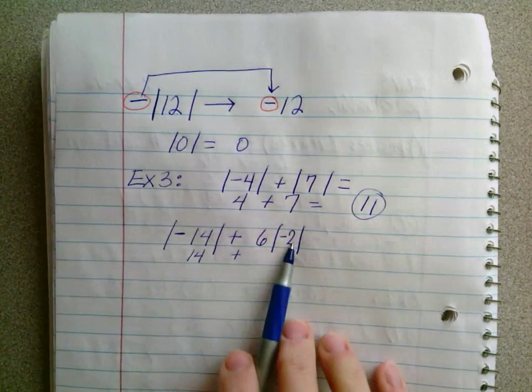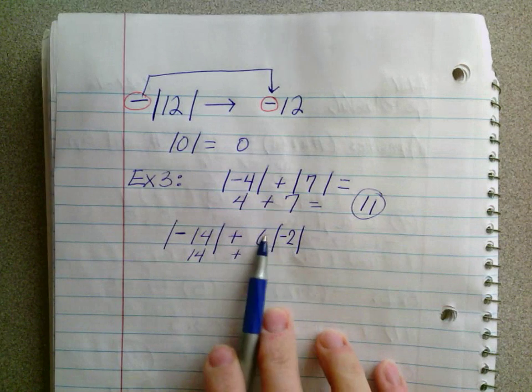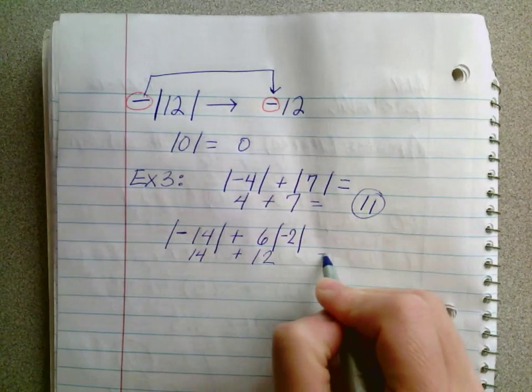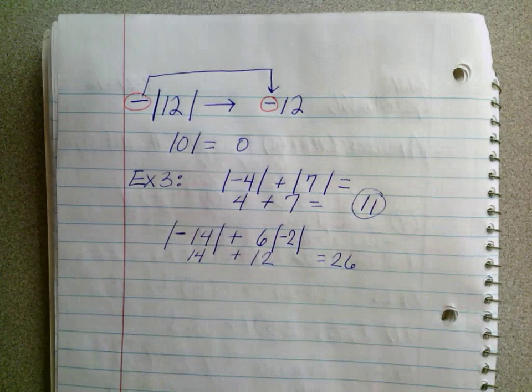And what is the absolute value of -2? Multiply it by 6. What do you get? Good. Would you say 26 is going to be your answer?